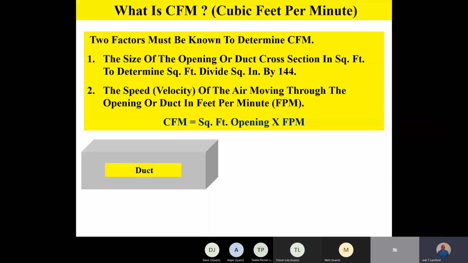Now, some local codes, for instance down here in Alabama, because we have a lot of heat pumps, have a local code that supersedes Manual D, and the local code says they want 550 feet per minute on a register. The reason is they want a little bit more throw on the register on heat pumps so that they get better circulation in the air.